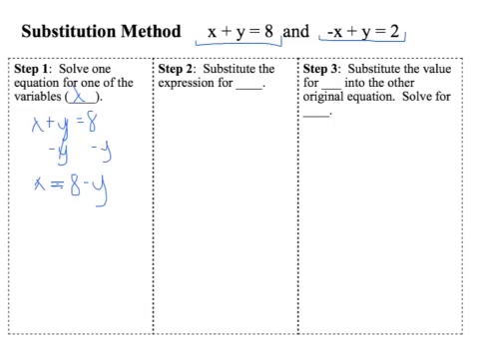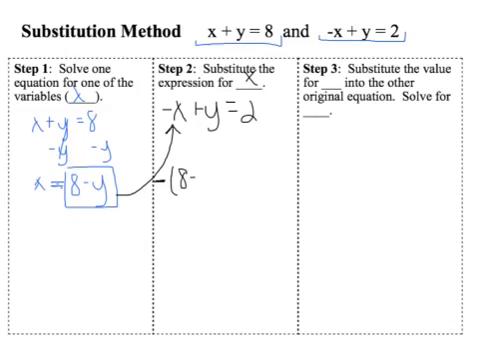Step 2, you're going to take that expression that you solved for, and you're going to plug it into the x in the second equation. So my second equation was negative x plus y equals 2. So this x right here, I got 8 minus y. I'm going to plug it into this x. Now notice the x in the second equation has a negative sign on the outside, so it'll still be there when I do my substitution.